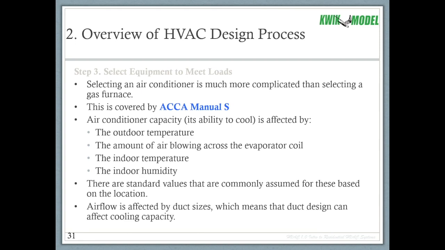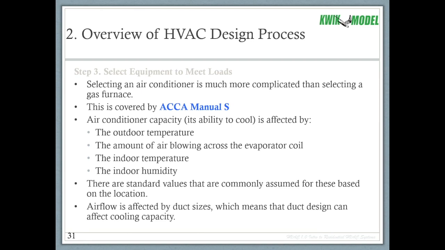So the amount of air blowing across that coil affects the capacity of that equipment. As the airflow goes down, its ability to remove that heat goes down and the capacity goes down. So capacity of an air conditioner is proportional to the airflow blowing across that coil. So airflow is very important.